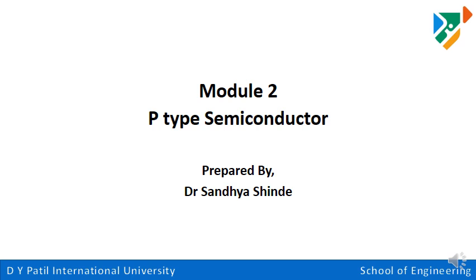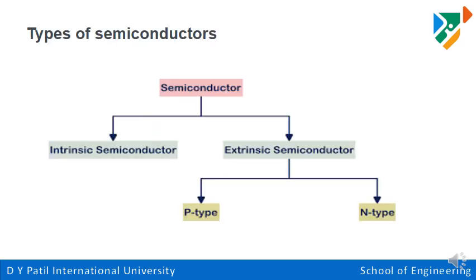Friends, today we will cover the topic P-type semiconductor. Now in the previous lecture we covered what is meant by a semiconductor, the different classifications of material, that is conductor, insulator and semiconductor, and then the types of semiconductor. An intrinsic semiconductor is the material which is available in its pure form, and an extrinsic semiconductor is one where we have to add impurity.